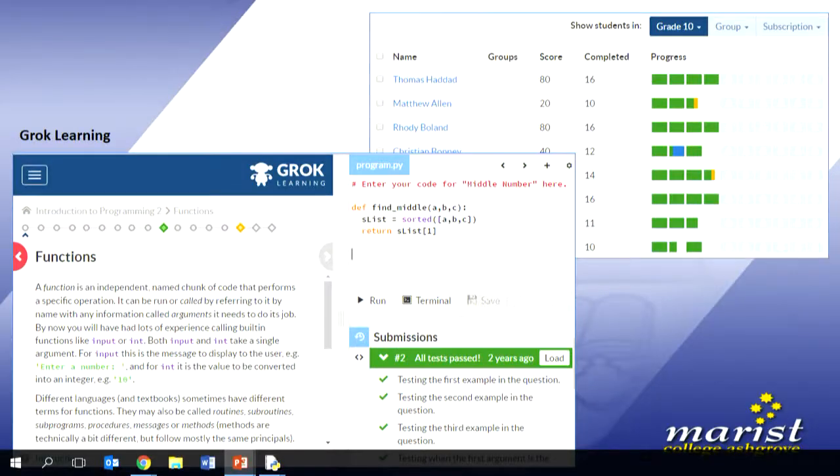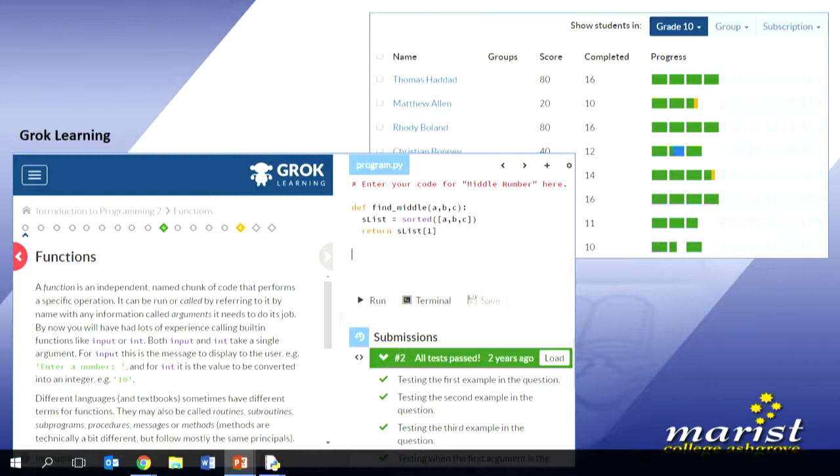The only criticism I would have of Grok Learning is that I think it actually takes too long to introduce the idea of a function to students. So you'll find functions is in the second programming unit, whereas if you've used Python a lot, functions are used all the time, even from the start. As soon as someone types a print command and they use round brackets and they put in a string, they're using a function. So for me, I actually think functions should be taught a bit earlier.